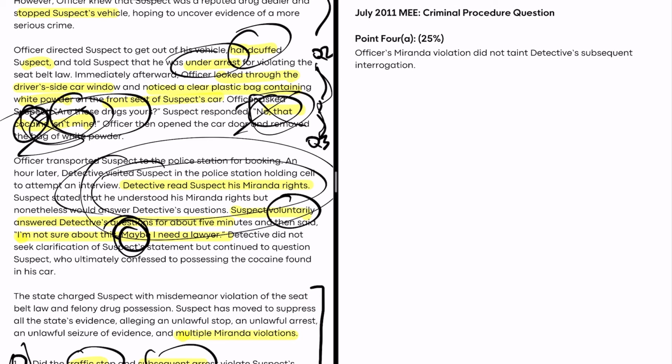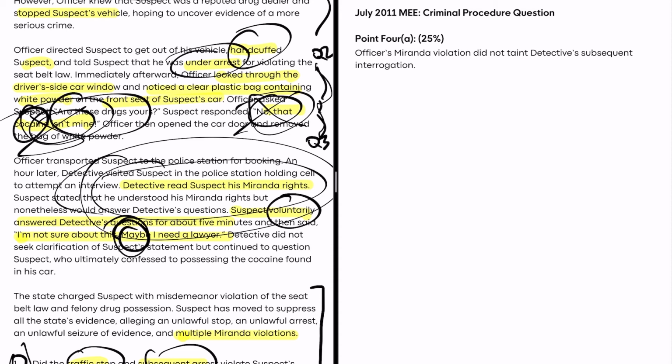So we have point 4A, which was worth 25% of the essay. Here, the bar examiners were looking for examinees to conclude that officers' Miranda violation did not taint detectives' subsequent interrogation. Okay, so we talked about this. The key here was recognizing that the fruit of the poisonous tree doctrine does not apply to Miranda violations. So because this was worth 25%, let's do an example here and really flesh out the idea of the fruit of the poisonous tree doctrine and how this plays out with typical violations.